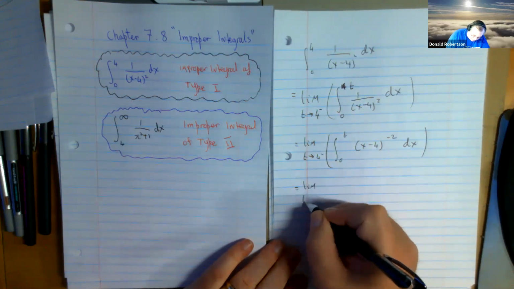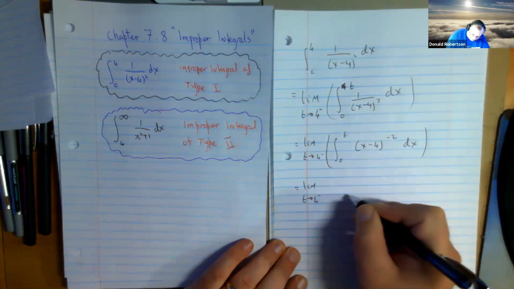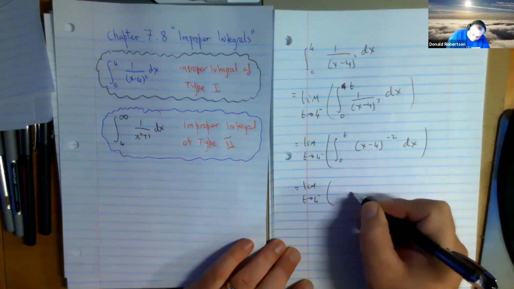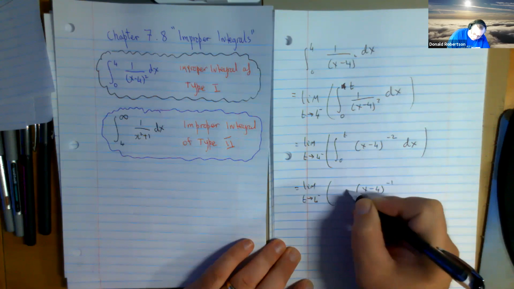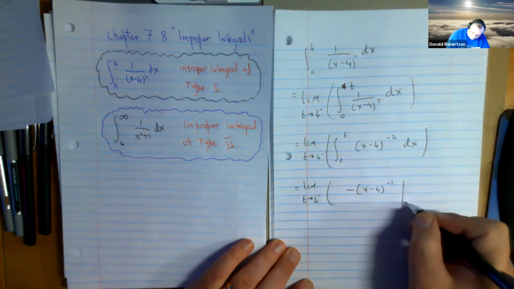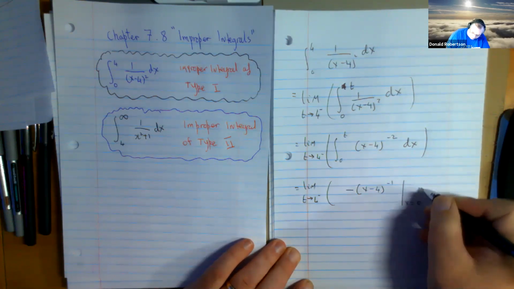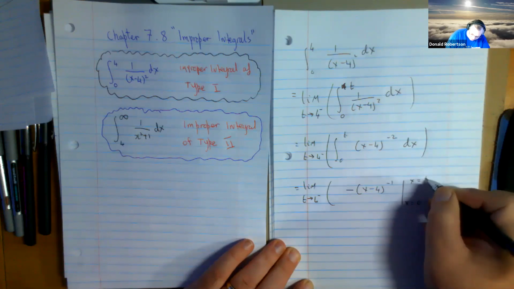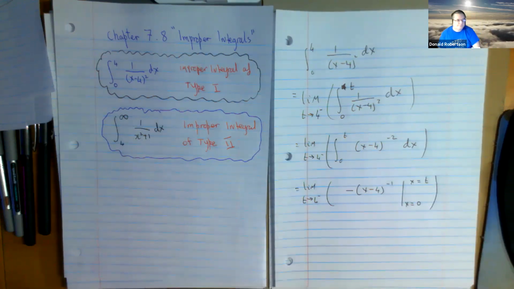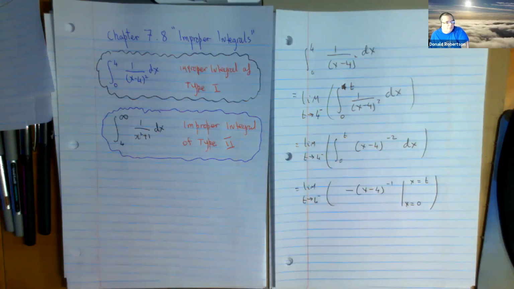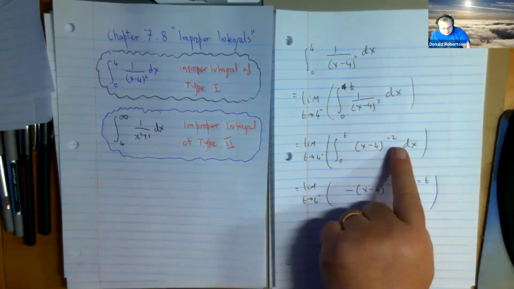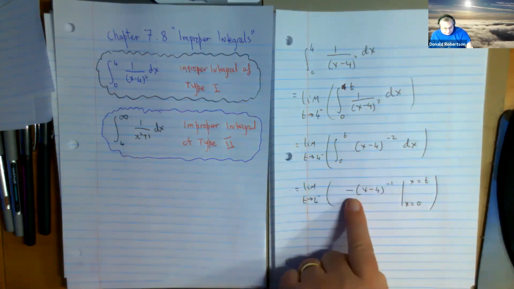It's going to be the limit as t tends to 4 minus of, add 1 to the power and divide by the new power and evaluate it at x equals 0 and finish at x equals t. Are we okay with this power rule integral? Right. Add 1 to the power, divide by the new power.